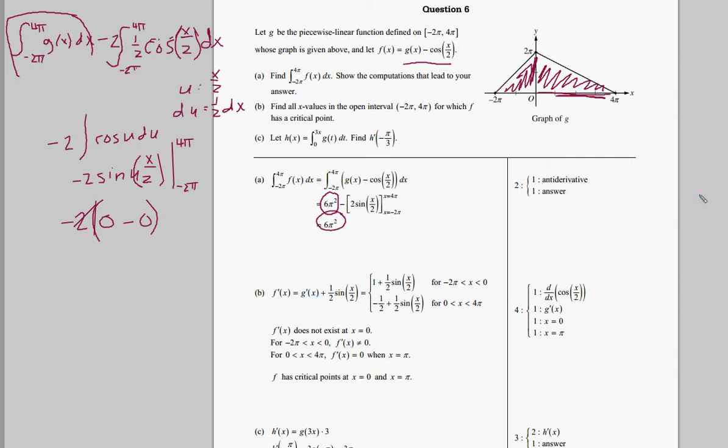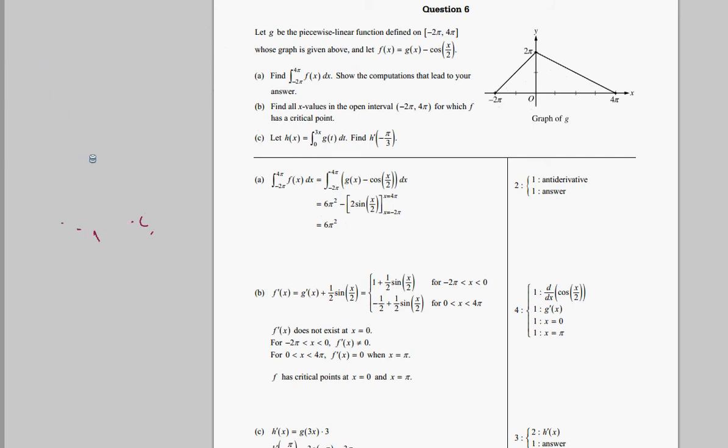Yuck. Okay, let's go to part B. Don't worry, part C is the worst part.